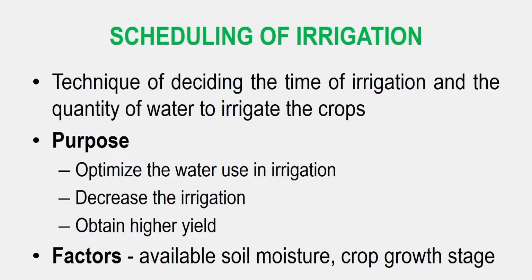Now comes the factors that can affect the scheduling of irrigation. Actually, the scheduling of irrigation is controlled by the inherent soil moisture present in the soil, the crop growth stage, as well as the evaporative demand of the atmosphere. So when we go for scheduling of irrigation, we must keep these factors in mind for successful scheduling of irrigation.